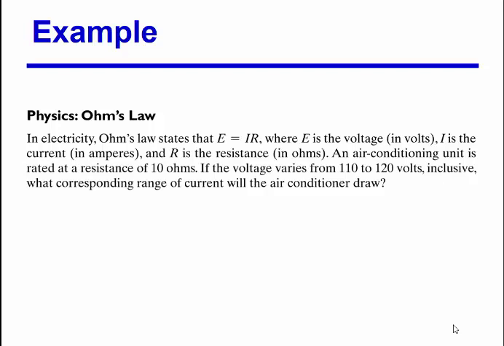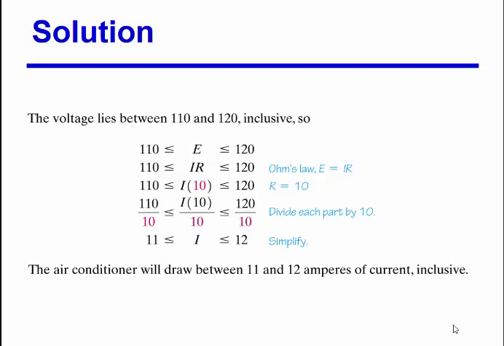So here's an example. Electricity: Ohm's law states that E is equal to IR, where E is the voltage, I is the current, and R is the resistance. An air conditioning unit is rated at a resistance of 10 ohms. If the voltage varies from 110 to 120 volts inclusive, what corresponding range of current will the air conditioner draw? So we go ahead and set up this inequality: 110 is less than or equal to E, which is less than or equal to 120.